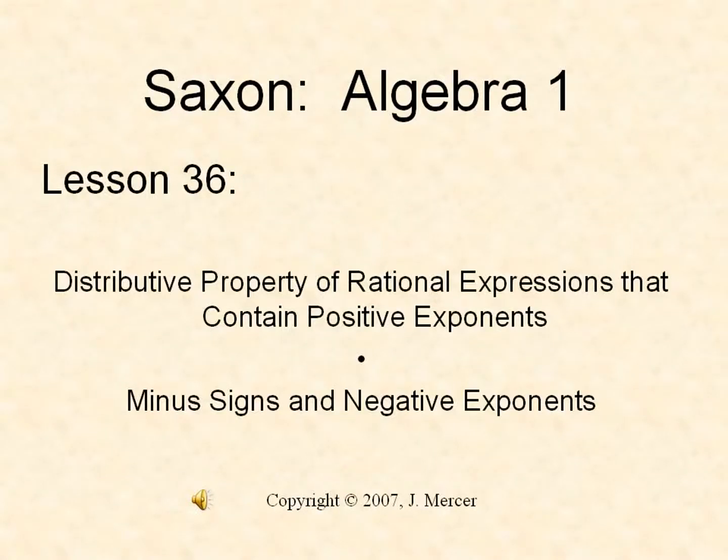Saxon Algebra 1, Lesson 36. In this lesson, we discuss the distributive property of rational expressions that contain positive exponents, and we look at minus signs and negative exponents once again.